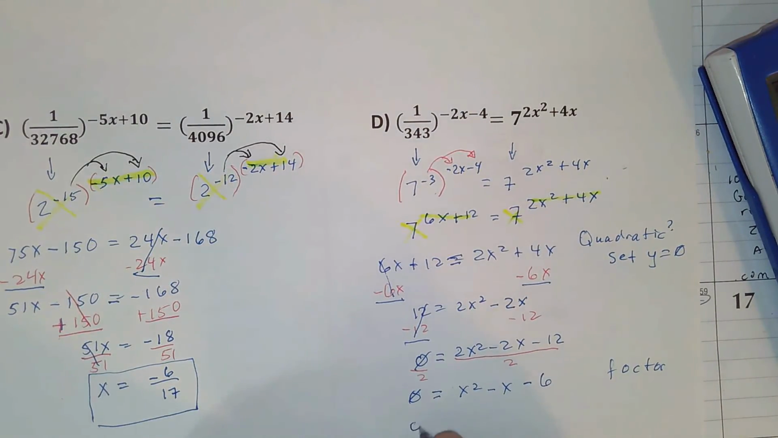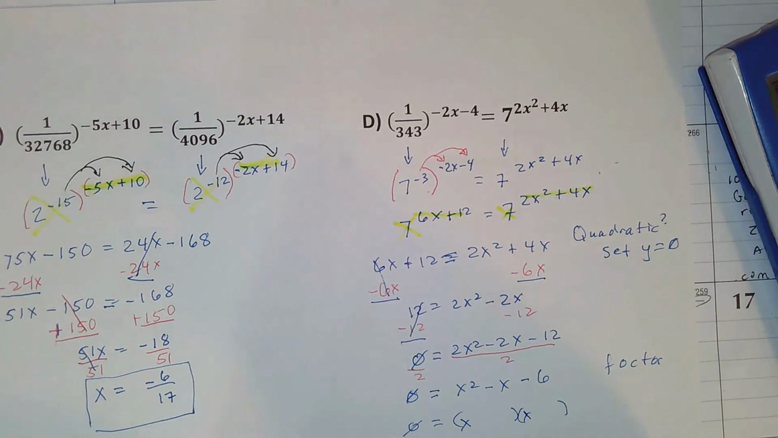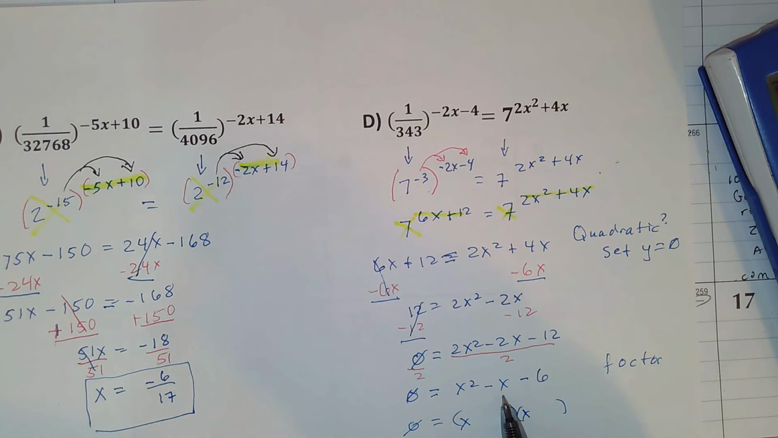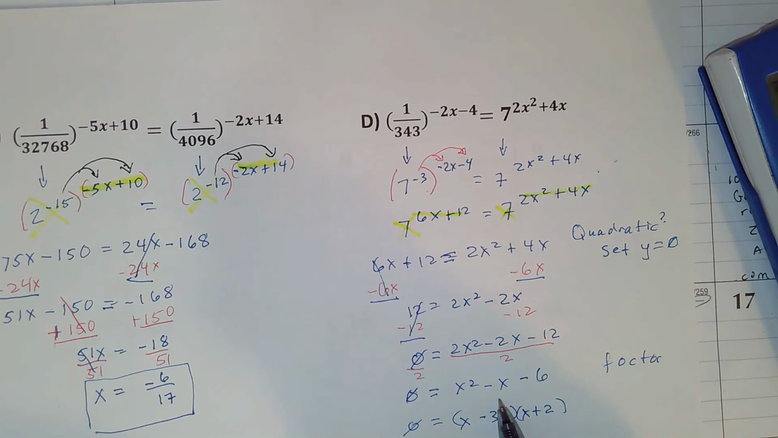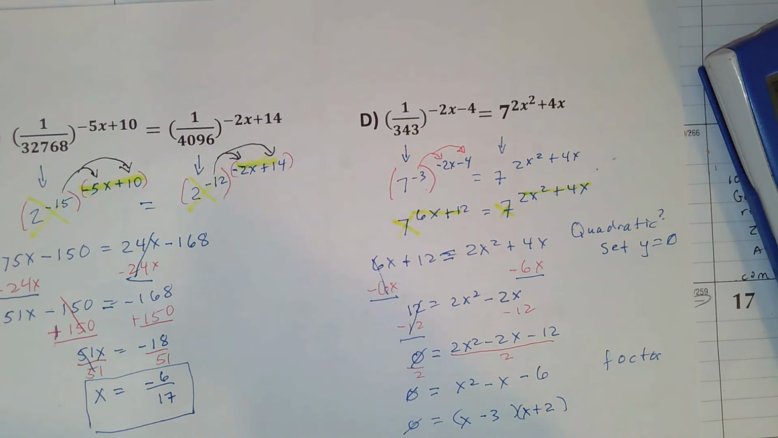So I'm going to double bubble it. 0 equals, and then x squared is x times x. And then what times what equals negative 6 that when added together equals negative 1? Negative 2, no, negative 3 and positive 2. So let's put in negative 3, positive 2. And you can double check here: negative 3x and positive 2x is negative 1x. Okay, so that looks good.